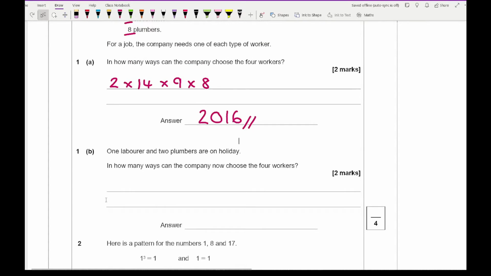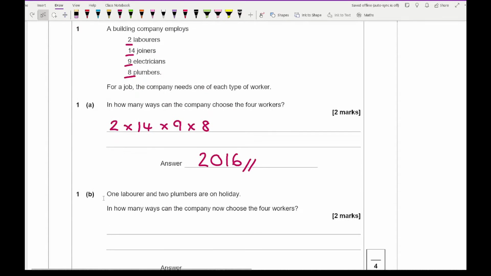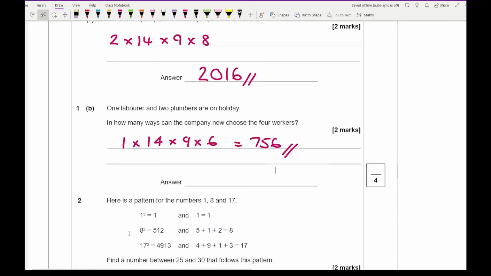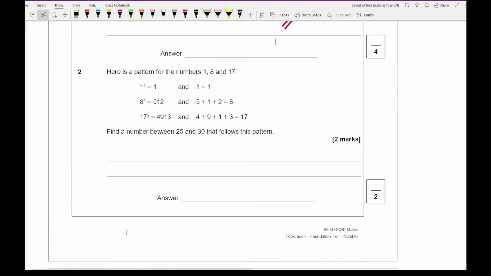In how many ways can the company now choose the 4 workers? Well, if I take away 1 from the labourer, which equals 1, the joiners has not been affected, the electricians has not been affected, and I take away 2 from the plumbers, so then it's going to be 1 multiplied by 14 multiplied by 9 multiplied by 6, and that gives me an answer of 756.